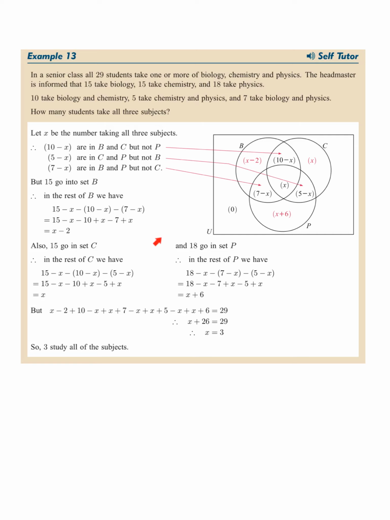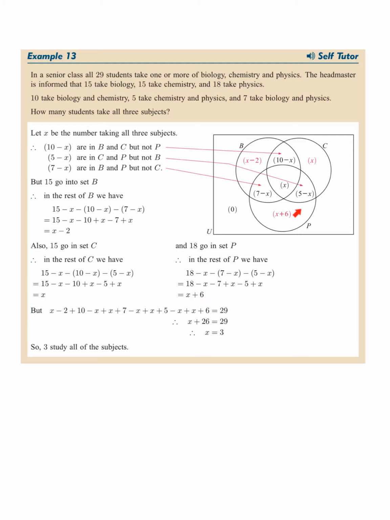And with C it was the same. They said that with all of C, there's 15 students. So we start with the 15, we take away the X, we take away the 10 minus X, careful of the brackets, we take away the 5 minus X, we go through the algebra, we end up with X. And the same with physics. 18 students took physics, so it's 18 minus the bracket 7 minus X, minus the bracket 5 minus X, which should give us this remainder. And through algebra, we get X plus 6. So we have all of that.